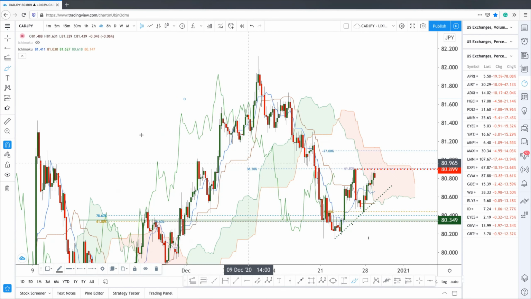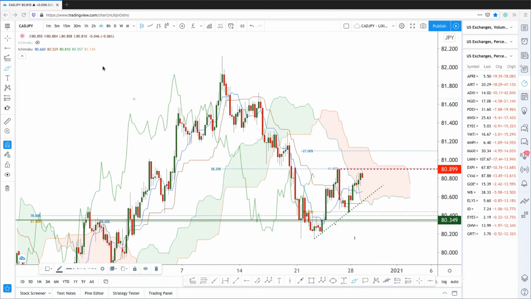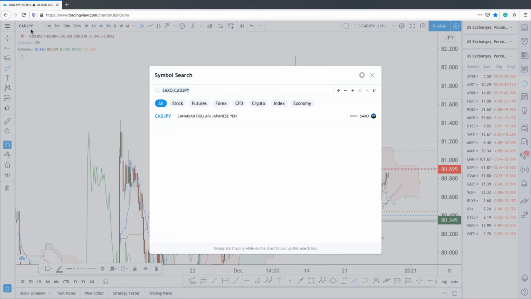Okay, so let's go back to our Ichimoku cloud. You're very welcome, Richard. Okay, so let's look at other pairs. Let's say, or even, let's say on euro dollar.